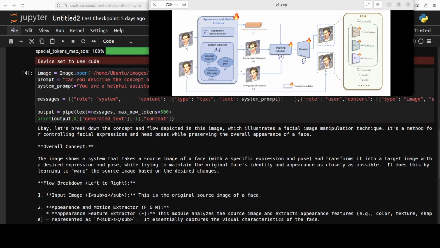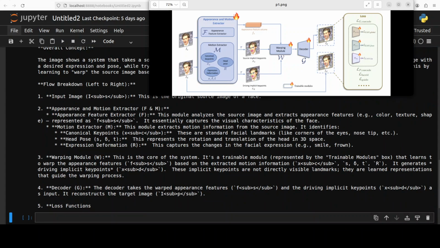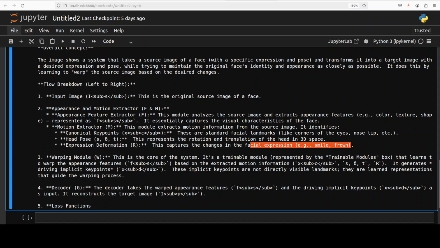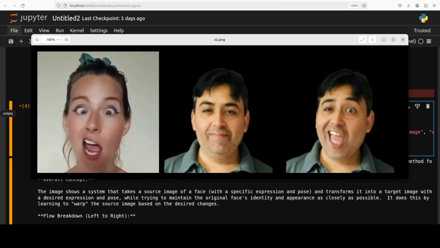The overall concept. So if you check from the start, it says let's break down the concept and flow depicted in the image. That's true, which illustrates a facial image manipulation technique. Yes, that's correct. It's a method for controlling facial expression and head poses while preserving the overall appearance of a face. Then there's the overall concept, flow breakdown, very nice, warping module. And the OCR is really good, you see. And even there you go, so this is a frown and smile. That was what was being shown in the image. And then it is also talking about decoder and then loss function. Spot on. So a very, very well performing model, just 4 billion parameter size.